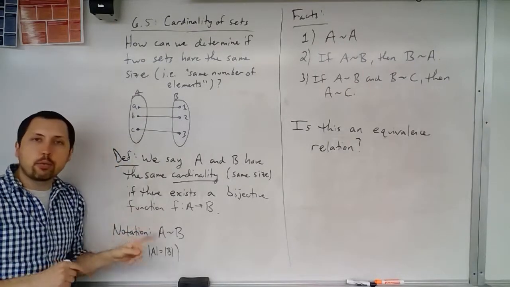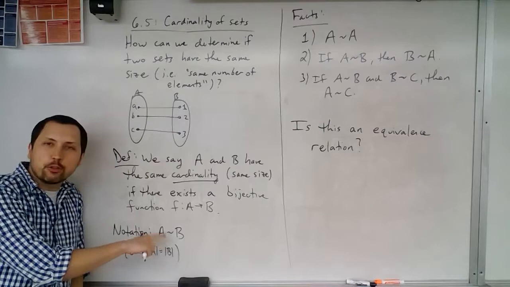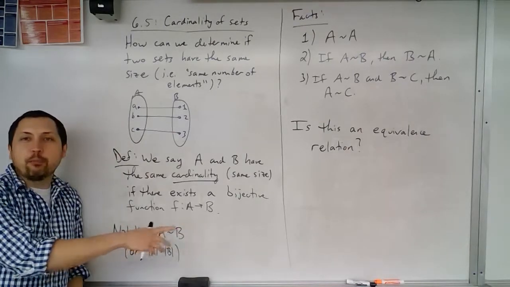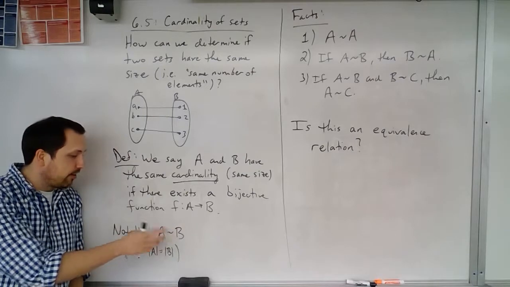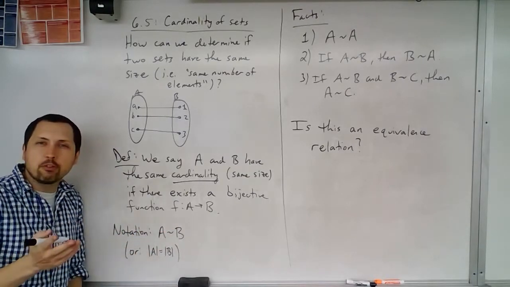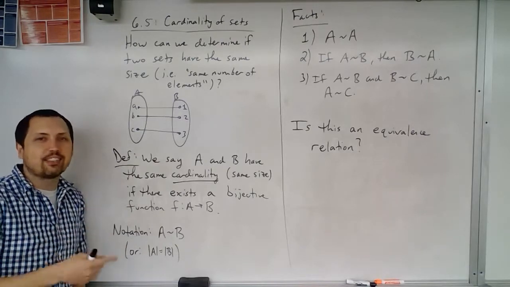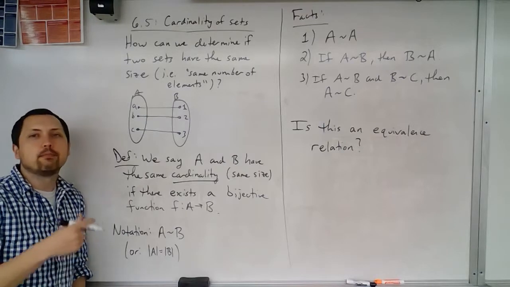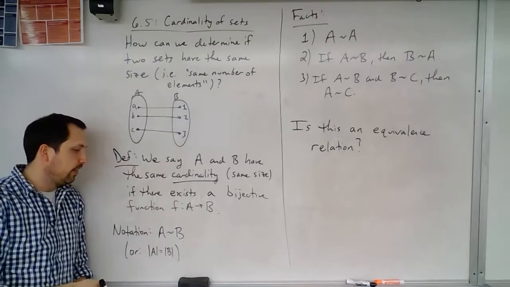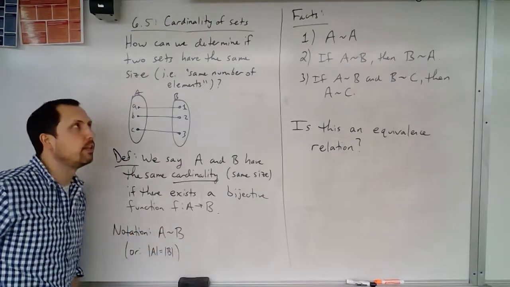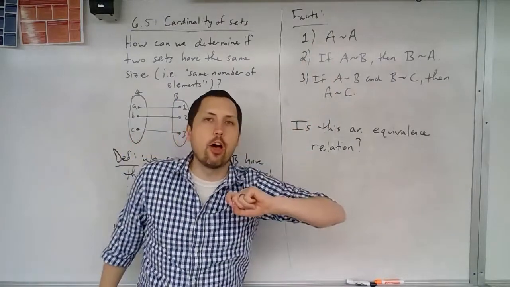So the notation that we're going to use in this class is A with this little squiggle, B. So I'll just call this A squiggle B is going to mean that they have the same cardinality. You might also see this notation of these vertical bars, almost like an absolute value. When you're referring to sets, sometimes the absolute value will refer to the number of elements in that, so the cardinality there. But we're just going to say two sets have the same cardinality if there's a squiggle between those.